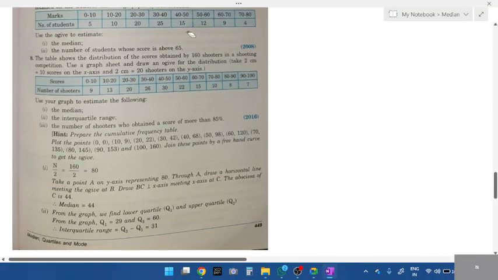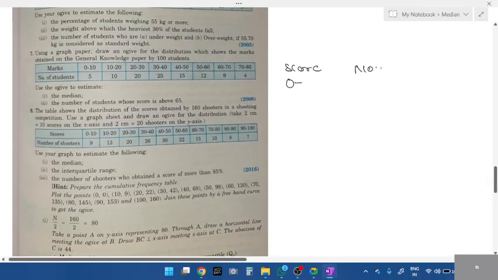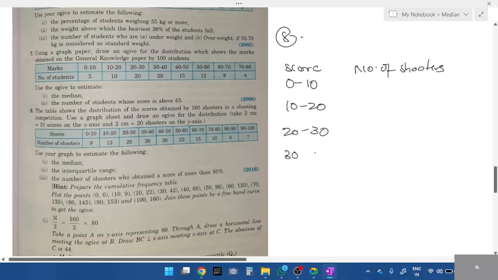Is it continuous or discontinuous? What are the values given? Continuous or discontinuous? Respond, all of you. Eighth question. Continuous. 0 to 10, 10 to 20, 20 to 30, 30 to 40, 40, 50, 60. Write number of shooters.